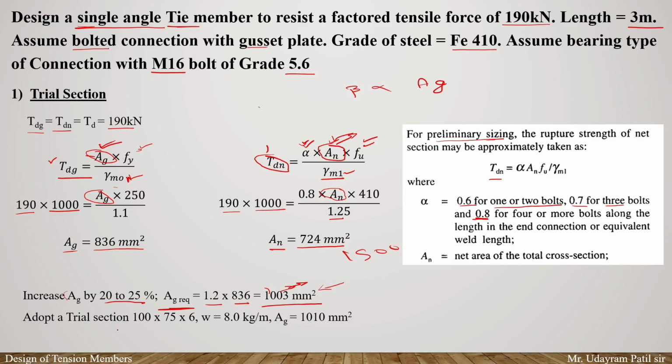So in this particular case we are going to select a trial section of 100 by 75 by 6 mm, for which the gross area is 1010 mm square. Okay, so obviously हमें रिक्वायर्ड था 1003. 1003 mm स्क्वायर आपको रिक्वायर्ड था, और हमने अभी सिलेक्ट किया है 1010. So obviously these are close. So we are going to select this particular area for our calculations. Next, once we have selected the trial section, the first step will be the design of the connection.